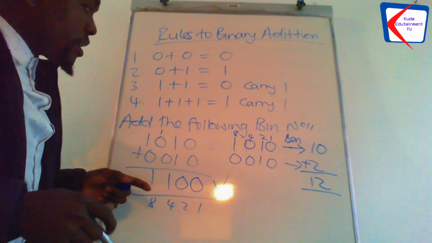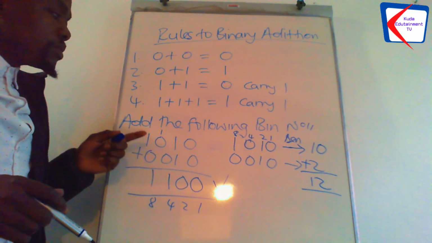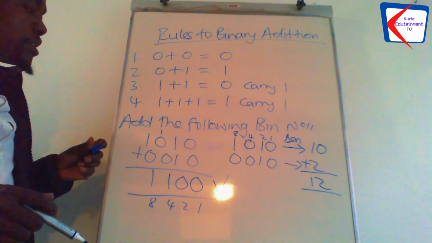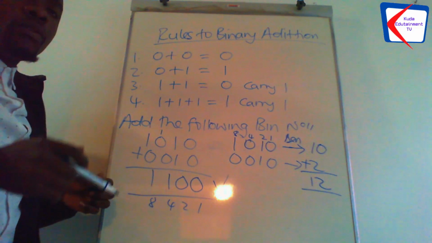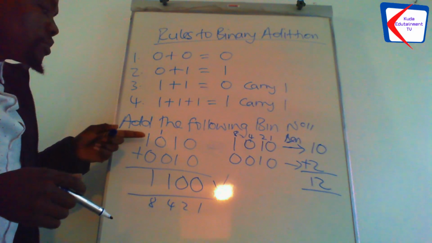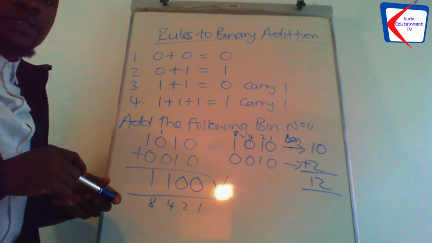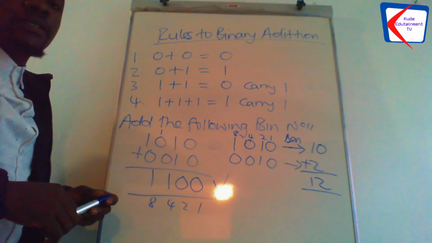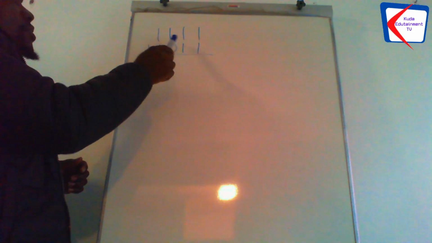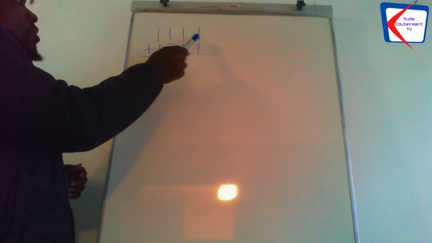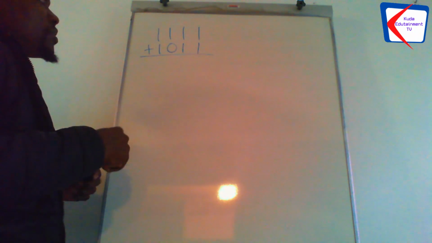Next I'm going to demonstrate how to add binary numbers which will give us an answer which has more bits than the binary numbers we are adding. So this is what I'm going to demonstrate to you next. Our next question is for us to add these two binary numbers, which are 1, 1, 1, 1 and 1, 0, 1, 1.